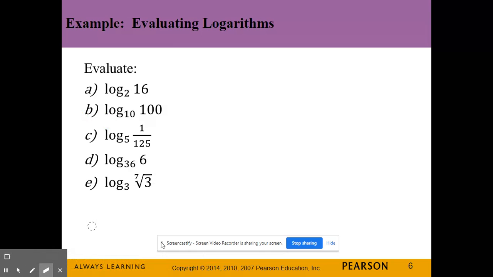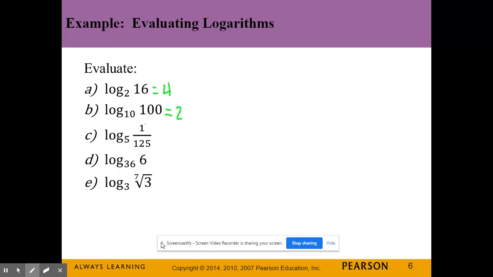So evaluate. This is equal to the exponent that you put on 2 to get 16. So 2 times 2 is 4, times 2 is 8, times 2 is 16. So that's 4 2's you multiply together to get 16. So log base 2 of 16 is equal to 4 because that's the exponent you put on 2 to get 16. Okay. Log base 10 of 100 would evaluate to 2 because the exponent you put on 10 to get 100 is 2.